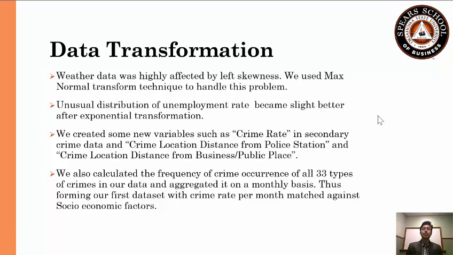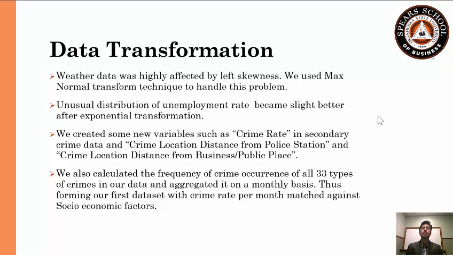Now discussing the data transformation, some of the data attributes that we had were not following the normality and the appropriate skewness levels, so we had to use appropriate transformations over them. For example, the weather data that we had was highly left skewed, and we had to use the max normal transformation to handle this problem. The unemployment rate that we had was right skewed, and we used exponential transformation to deal with it, and the distribution was relatively improved after we used the transformation.